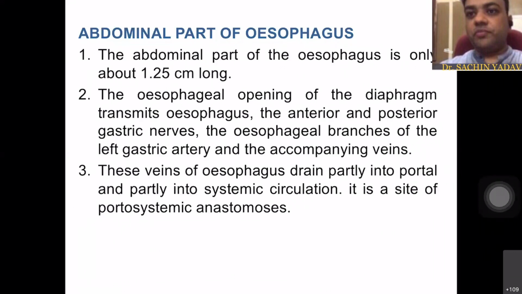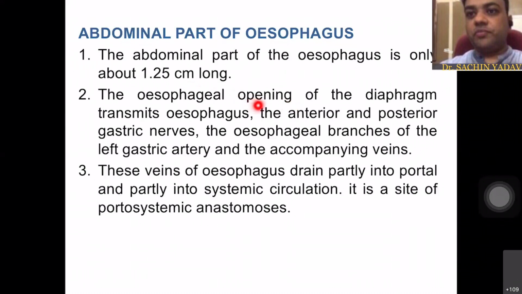Now the esophageal opening of the diaphragm. There is the thoraco-abdominal diaphragm. Through an opening in the diaphragm, the thoracic esophagus enters the abdomen as the abdominal part of the esophagus. This opening in the diaphragm for the esophagus is known as the esophageal opening.